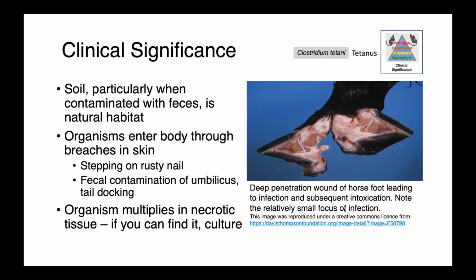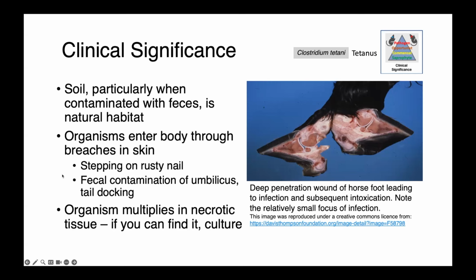We're going to begin today's discussion with Clostridium tetani, so the agent of tetanus. This is a bacteria that we find in soil. It's really ubiquitous, particularly in soils contaminated with feces. Organisms get into the body through breaches in the skin. So this is sort of the classical stepping on a rusty nail scenario.